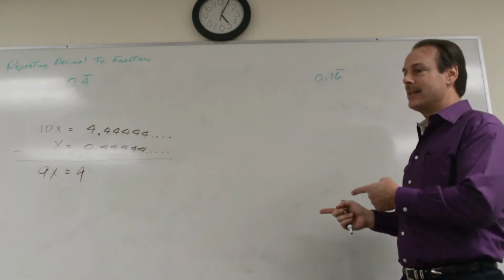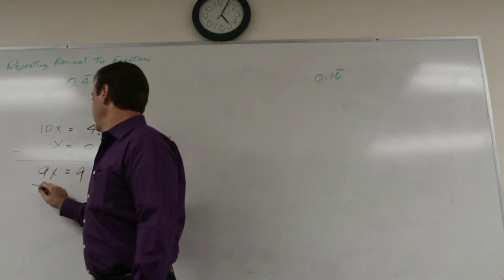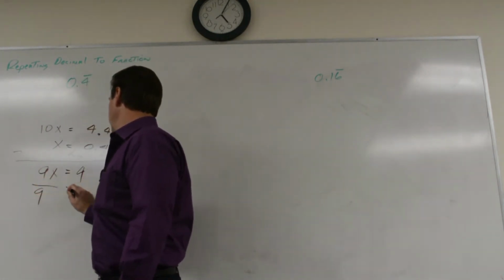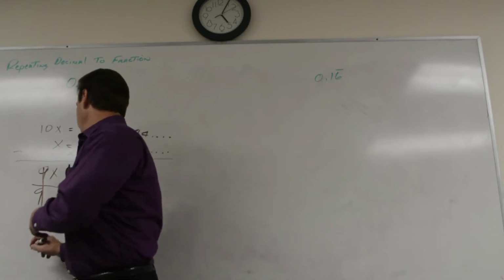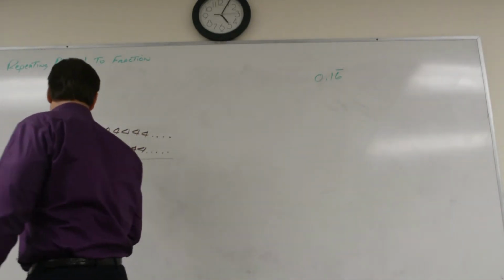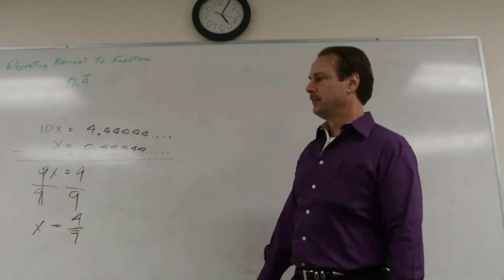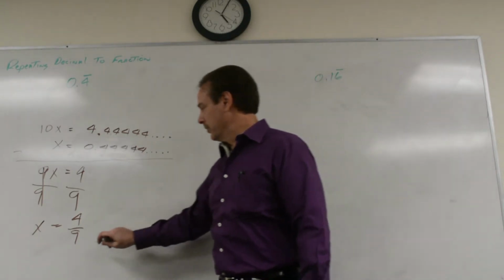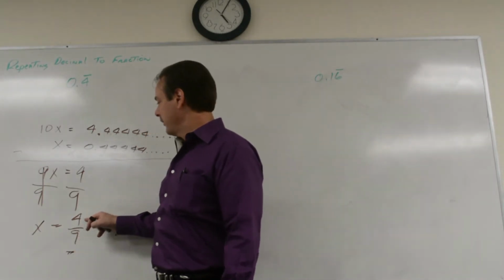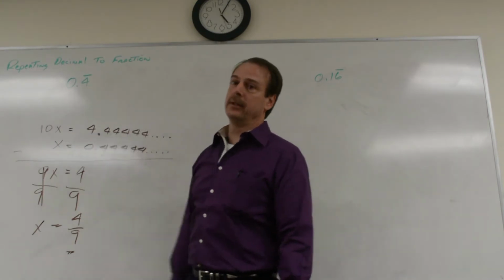Well, we want to figure out what the x is, not the 9x is. So what do we have to do here? Divide both sides by 9. This cancels, so on the left here we're going to have x equals 4 over 9. Can we reduce that? No. So that's in its simplest form. So somebody check, divide 4 by 9 and see if you get 0.4 repeating.